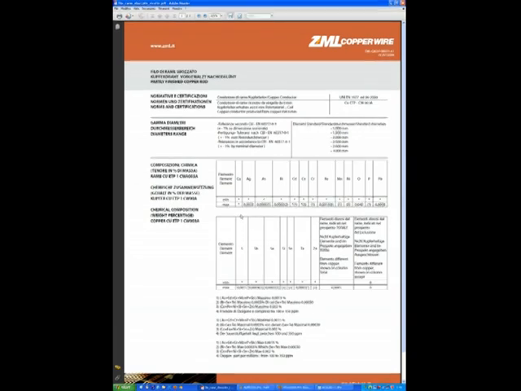Now let's have a look at the analysis of the chemical components present in the copper wires. This is a certificate of the copper wire, electrical copper wire. As we can see here, these are the various elements with minimum and maximum values contained in the wire. The sulfur has a maximum value of 0.0015%, which corresponds to 15 ppm.